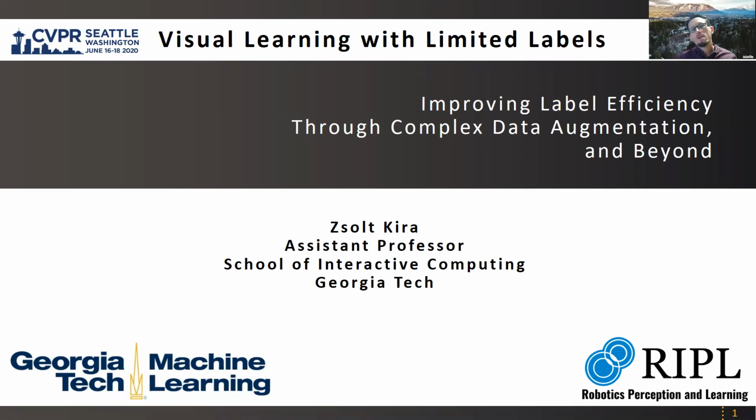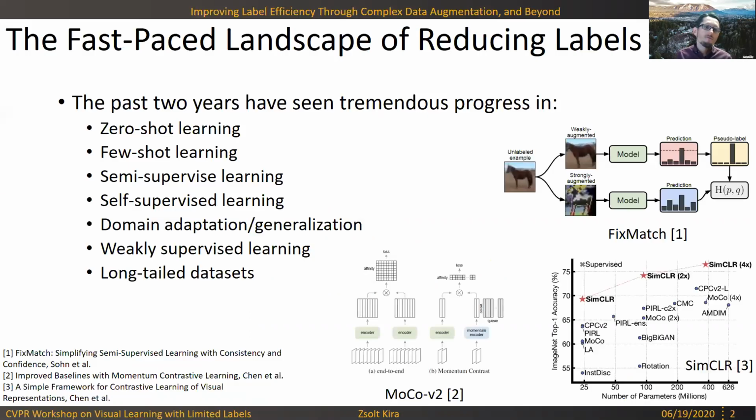Today I'm going to be talking about improving label efficiency through complex data augmentation and a few things beyond that. There's been a lot of tremendous, very fast-paced progress in dealing with machine learning settings where you have a reduced number of labels. This includes zero and few-shot learning, semi-supervised and self-supervised learning, domain adaptation, and so on.